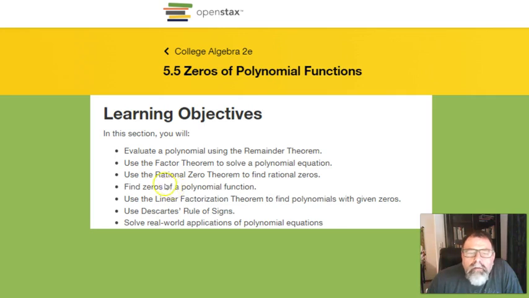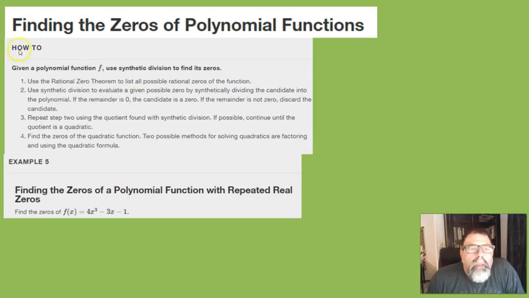And our next learning objective, find zeros of a polynomial function. Okay, how to. Given a polynomial function f, use synthetic division to find its zeros. Use the Rational Zero Theorem to list all possible rational zeros. Use synthetic division to evaluate a given possible zero by synthetically dividing the candidate into the polynomial. And remember, if the remainder is 0, then the candidate is a zero. And if the remainder is not 0, you discard the candidate.